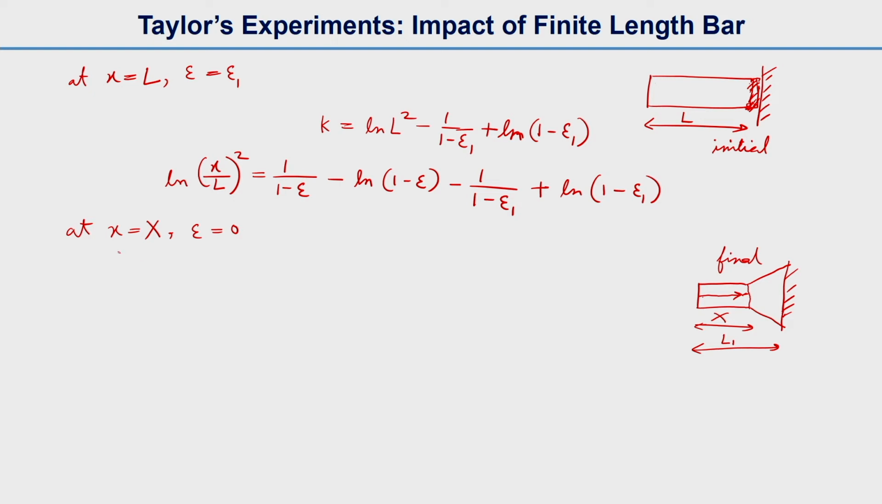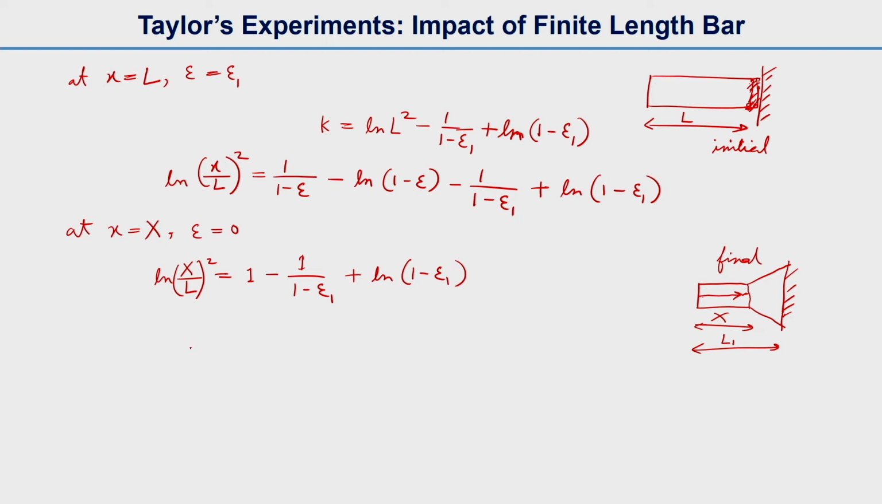Now at small x equal to capital X and epsilon equal to 0, this relation can be written like 1 minus, because epsilon equals 0 in the above expression, 1 minus 1 divided by (1 minus epsilon 1) plus ln of (1 minus epsilon 1).